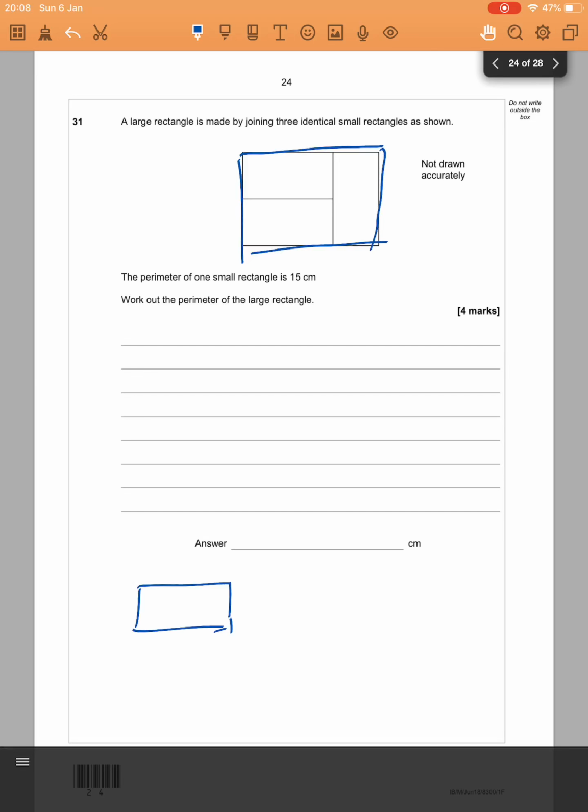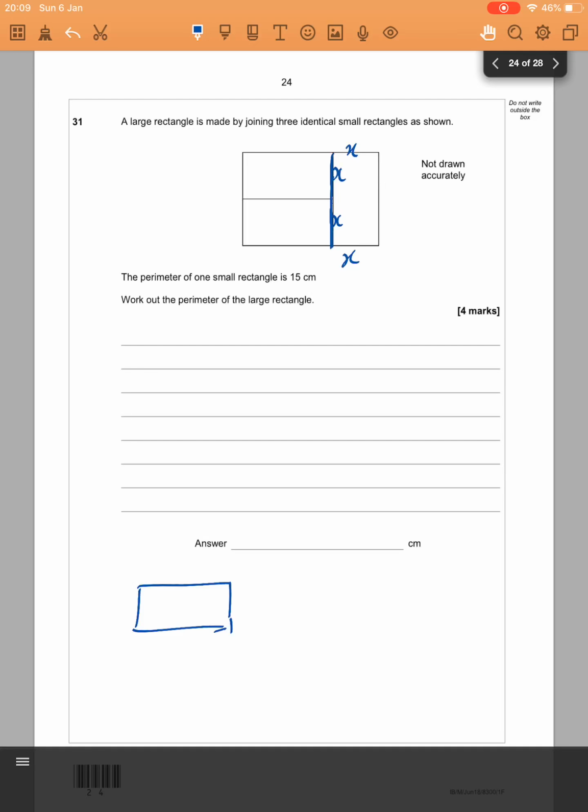Okay, so what can we see from this diagram? Well, we can see that we can fit the width of two small rectangles along the length of a small rectangle. So let's say we call that width x, and we call that width x. Well, that width there is the same as this one, and that width is also the same as this one.